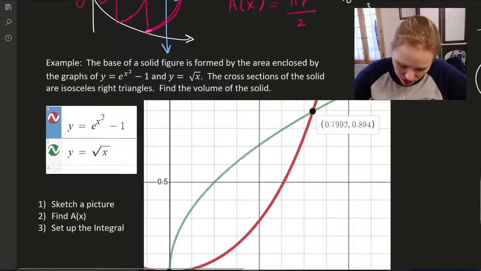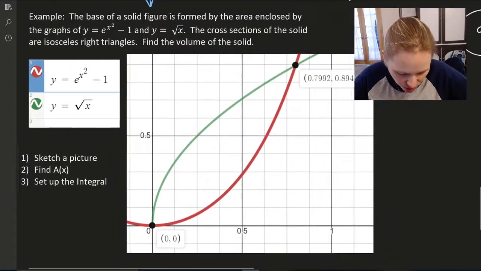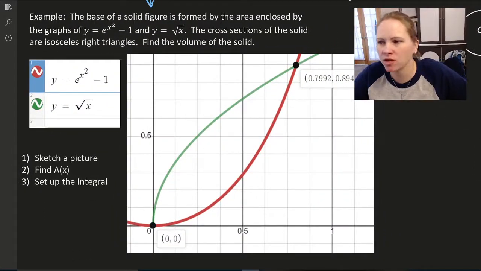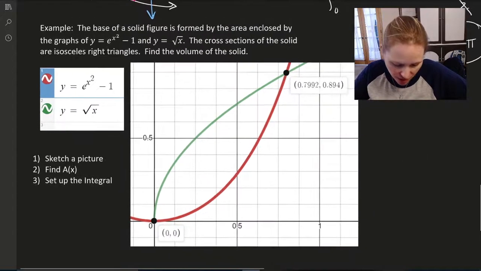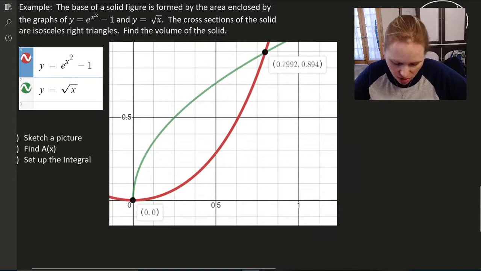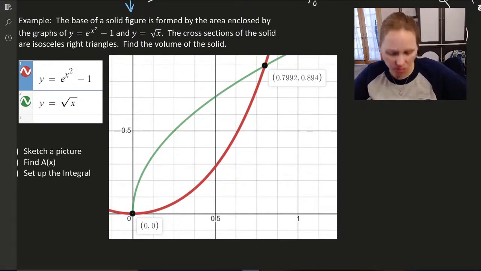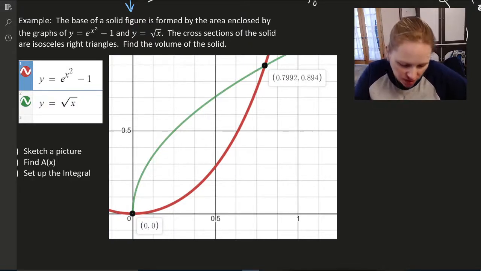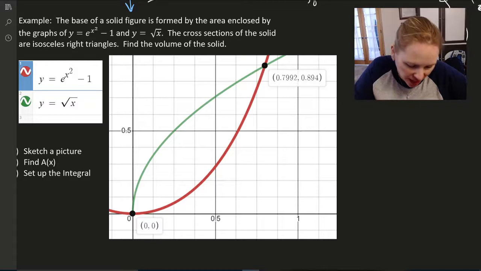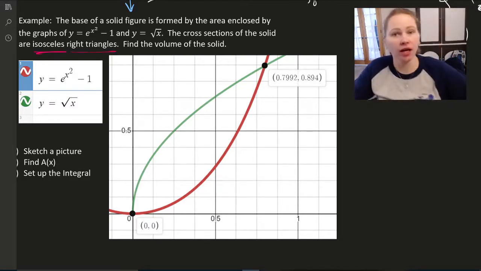Now this is an example that I love doing because it is very similar to something that we could see on the AP exam. And here we're provided with a graph, and so we know what the graph looks like. We know the intersection points. So we've got these two curves. We know which one is the square root of x. We know which one is the e function. And the cross sections of the solid here are going to be isosceles right triangles.